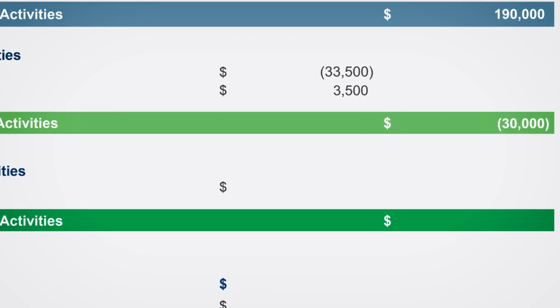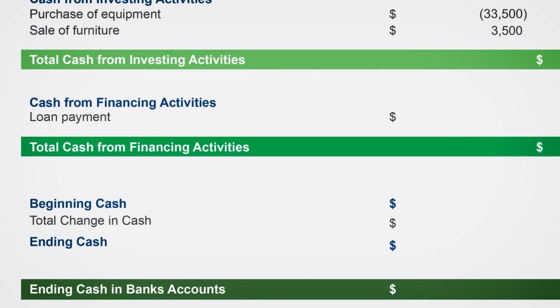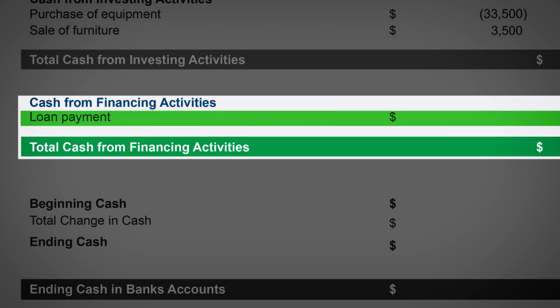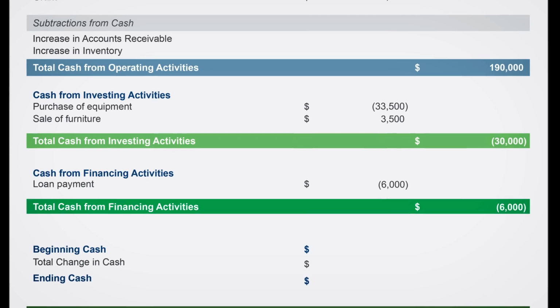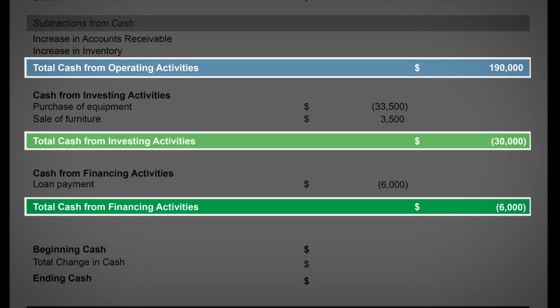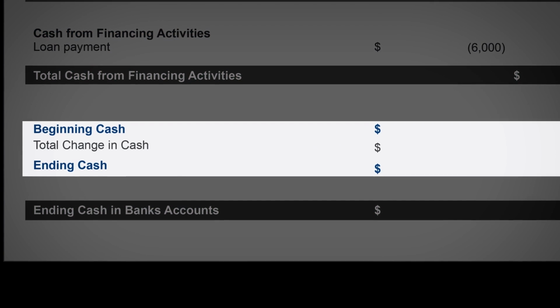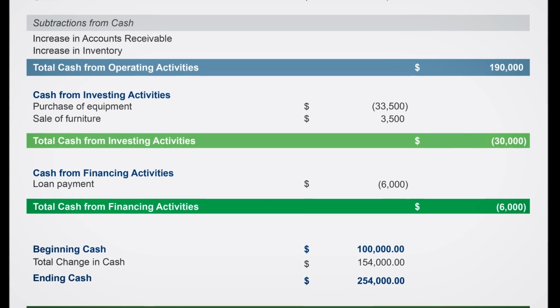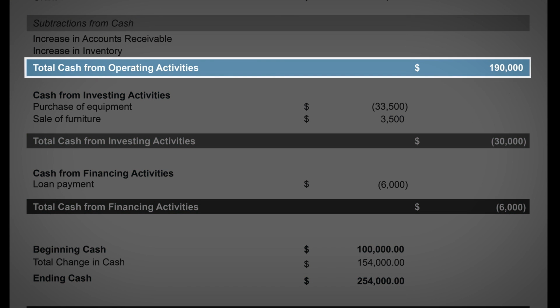The last section of the statement relates to cash from financing activities. This month, the brewery decided to pay down $6,000 of existing debt on a loan. Next, we add up the summaries of all 3 sections to get our cash amount for the end of the month. All that's left to do now is add the change in cash amount from the beginning cash to determine the ending cash amount. We add these numbers because the Craft Brew Brewery made more money than they spent.